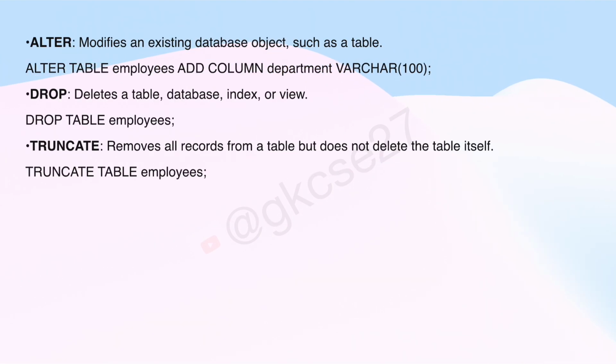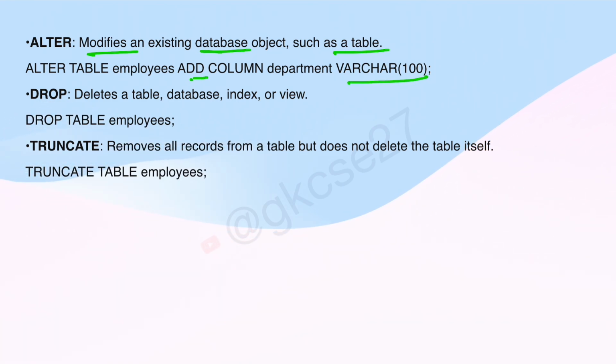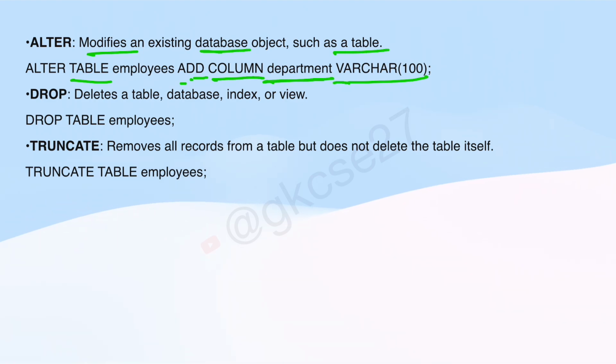Next is alter. Alter is used for what? If we want to modify an existing database object such as table. So if inside a table something has to be updated, then we will use the alter command. Like alter table employee add column department varchar 100. Inside this table one column we have to add, department, and its data type is varchar.